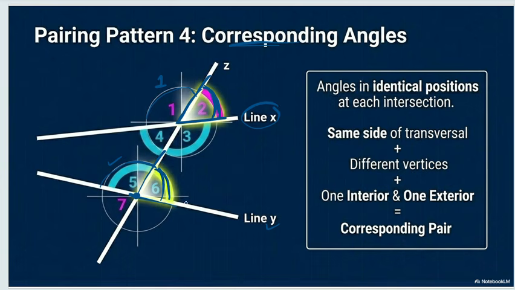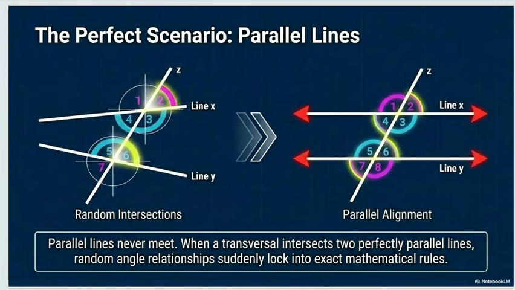If we take another example, angle 4 and angle 7, you can see angle 4 is lying on the lower side of line X. Similarly, angle 7 is lying on the lower side of line Y. Their positions are the same because they are lying on the lower side of both of the lines. That's why they are corresponding angles, meaning their positions are identical. So now we will move to the parallel line concept.